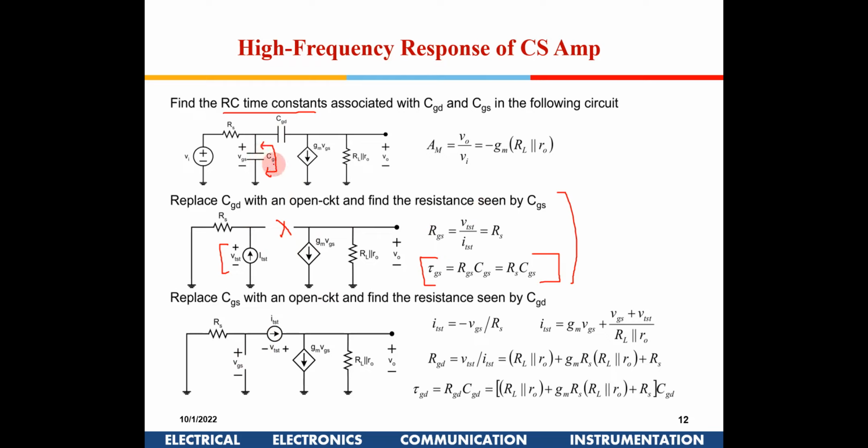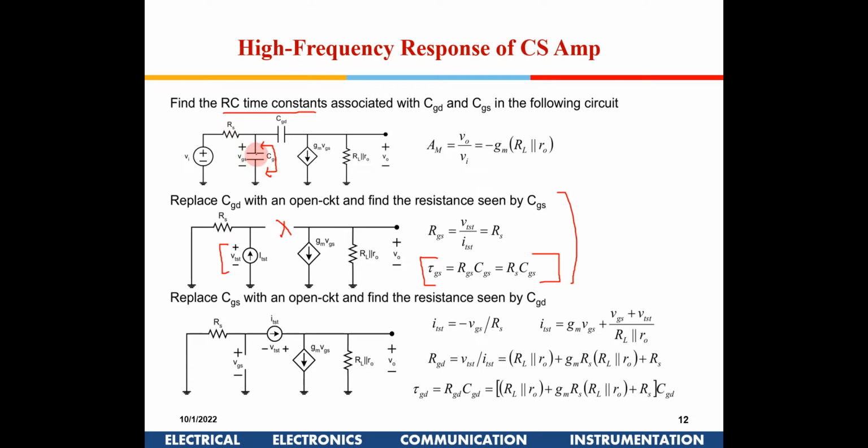CGD and CGS. Okay. Now we have to find out what pole each capacitor will result in. It will deteriorate the high frequencies, right? When you are giving signal here, high frequencies will be bypassed by this capacitance, and hence the VGS will deteriorate. So we have to find out what is the pole contributed by this capacitance.